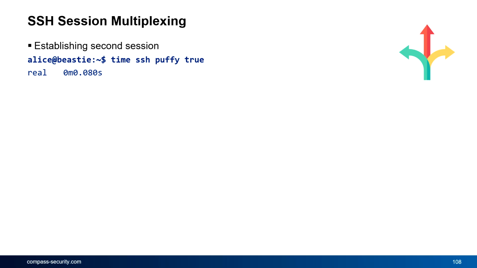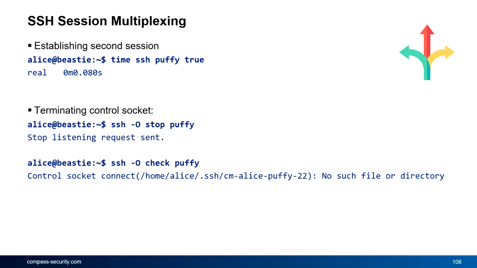Now when Alice connects again to the same host and executes the same command, we can see that this only took 80 milliseconds and not an entire second. So this is really much faster than before. Then with the -O option, we could also terminate the process used for session multiplexing. And then if we check again if the process is running, we can see that this is not the case at the moment.